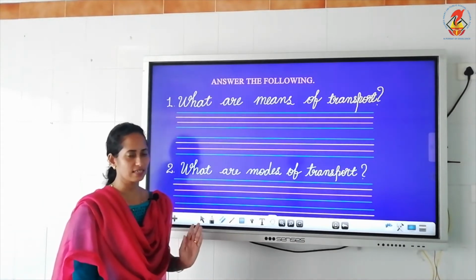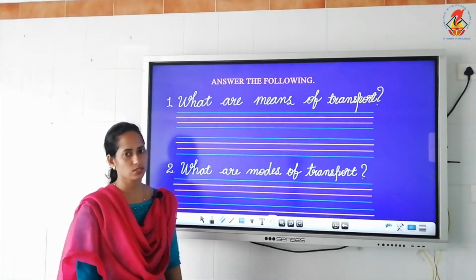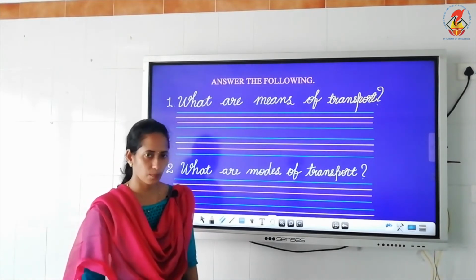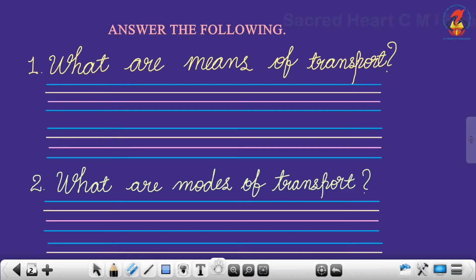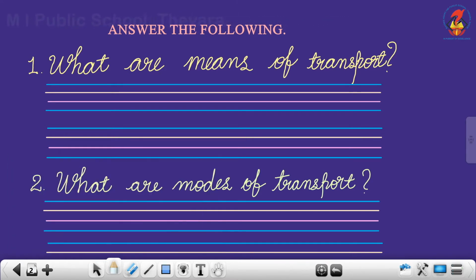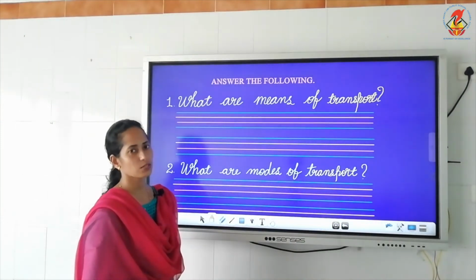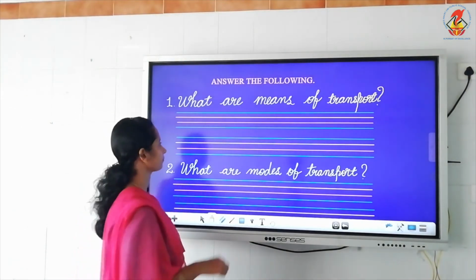Just listen carefully and sit and follow how I write, and you'll be getting the notes later so that you can take your own time and write it properly in your worksheets. So shall we move on? Okay, the first question is, what are means of transport? You know the answer well. So we will write. Tell me, what are means of transport? The vehicles that we use to travel from one place to another are called means of transport.